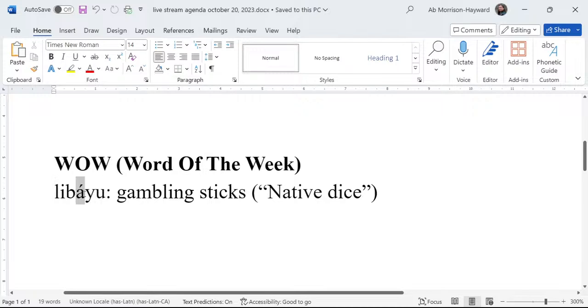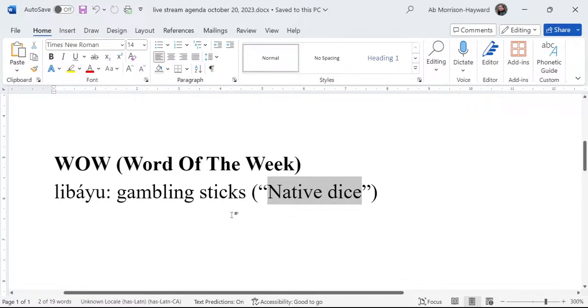And this A has an accent mark on it. It's called an acute accent. And this tells us where we're placing emphasis in the word. There's 3 syllables, li, ba, you. So since the acute accent is on this A, this tells us we're placing emphasis on this middle syllable here. Li, ba, you. And this is the Isla word for gambling sticks, also sometimes known as native dice.